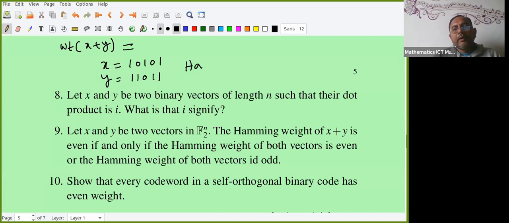How do you get both the places, both x and y have same ones? The number of positions where both x and y have ones. So how do you get that?